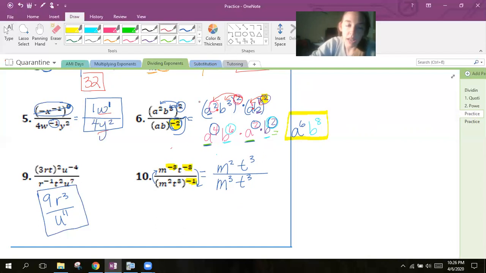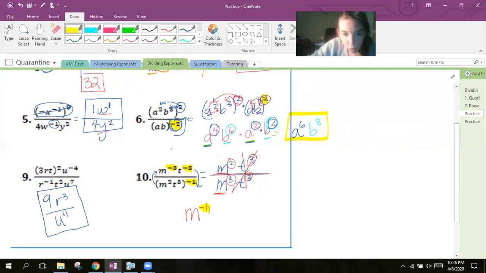I see that I have this base and this base. It's a division problem. So I'm going to take my exponents and I'm going to subtract them. So that's going to be m. 2 minus 3 would be negative 1. And then t to the 3rd power divided by t to the 3rd power, 3 minus 3 would be 0. Those cancel out. Okay, but we cannot leave this as a negative 1.